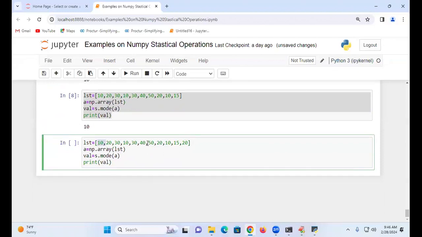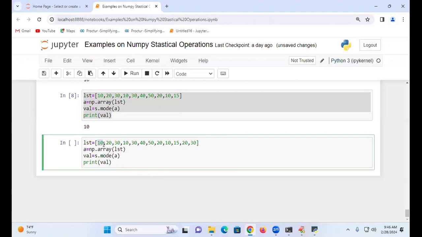10 is available how many times? 3 times. 20 also available how many times? 3 times. 30 also available here. So who is available many times? 10 is available 3 times. 20 is available 3 times. 30 is also available 3 times. So which one is the most frequently occurring element? Now you will get it with this.